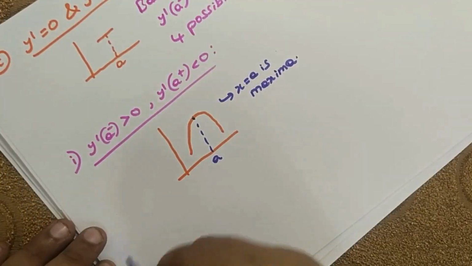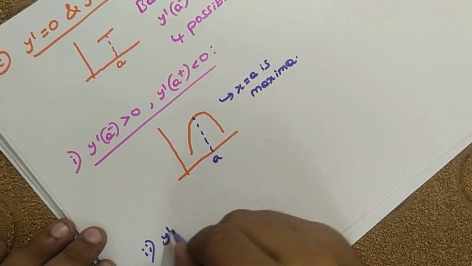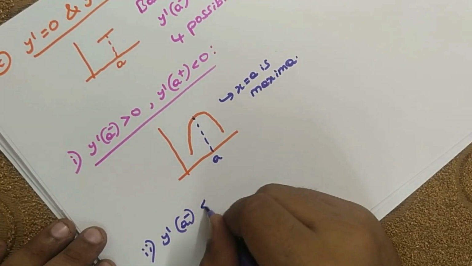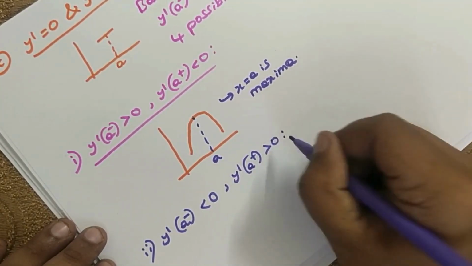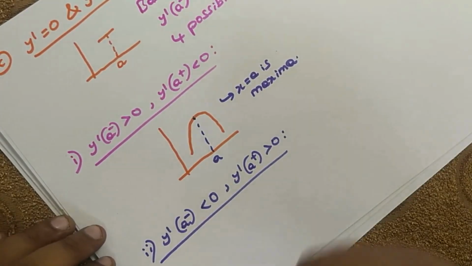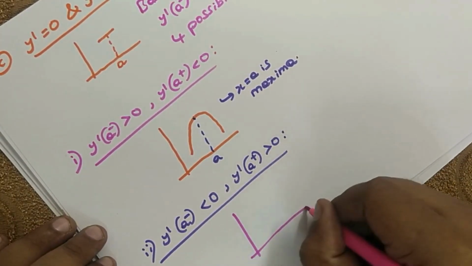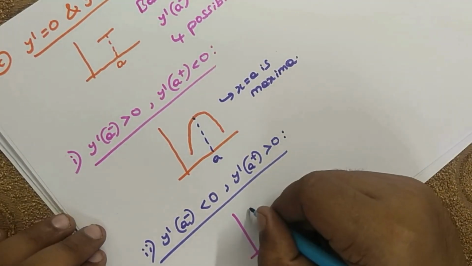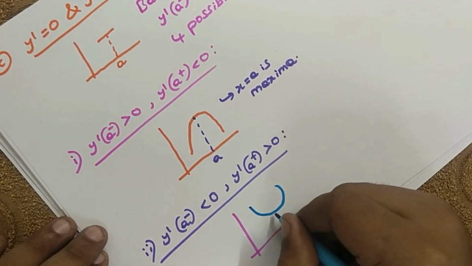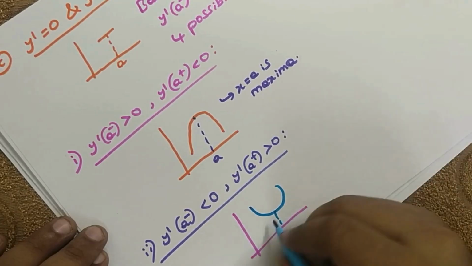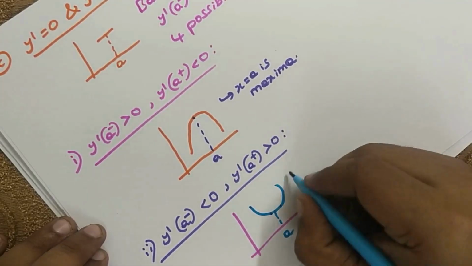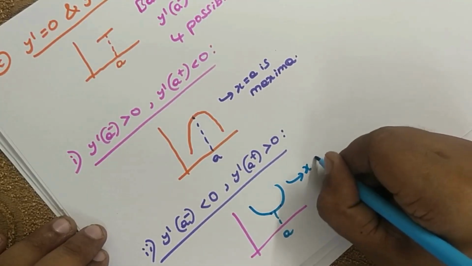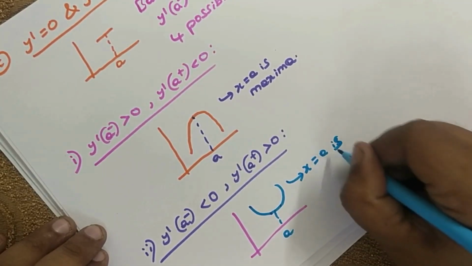And next, let's take the next one. y dash of a minus is less than 0, and y dash of a plus is greater than 0. Let's see the graph for this. The graph should be like this. So this is point a. Just before a our slope is less than 0 and just after a our slope is greater than 0. So x is equal to a is minima now.